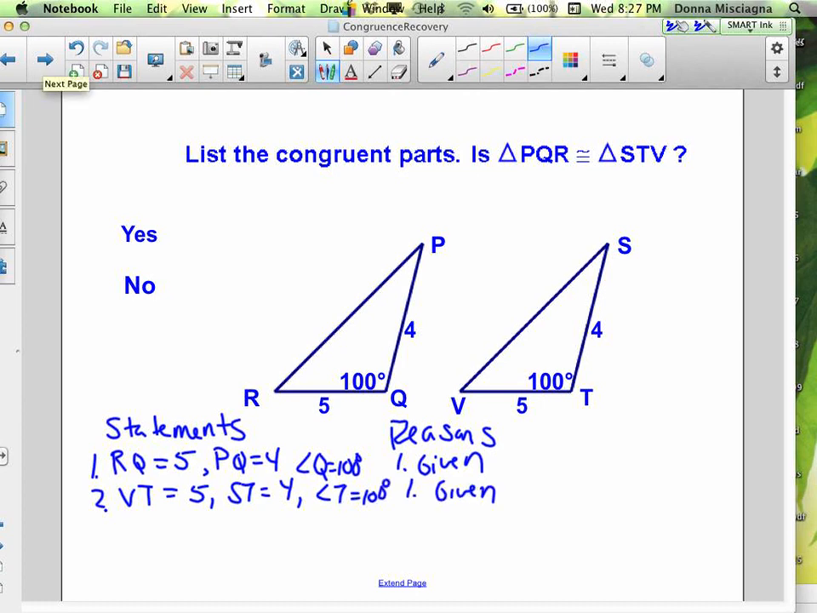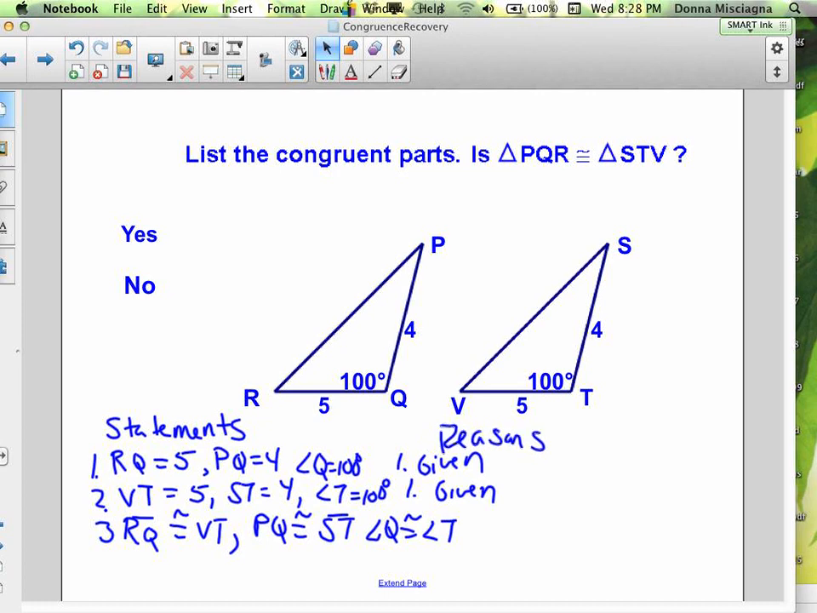Well, if RQ and VT are both equal to 5, those have to be congruent. So RQ is congruent to VT. And if PQ and ST both equal 4, then PQ has to be congruent to ST. And if angle Q and angle T both equal 100, then angle Q has to be congruent to angle T.